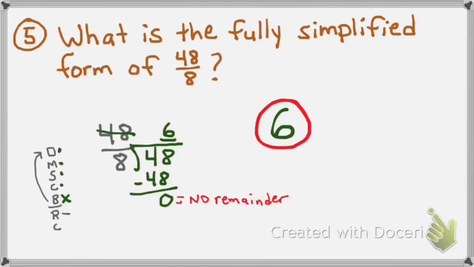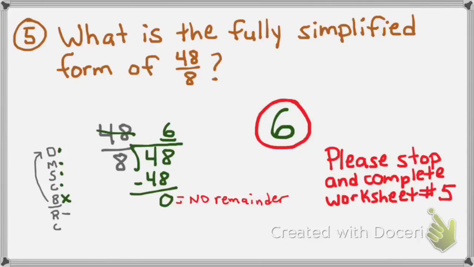As you see in problem number 5, if there's no remainder, that means your final answer is a whole number. So 48/8 is fully simplified to 6. Please stop the video and complete worksheet number 5 right now.